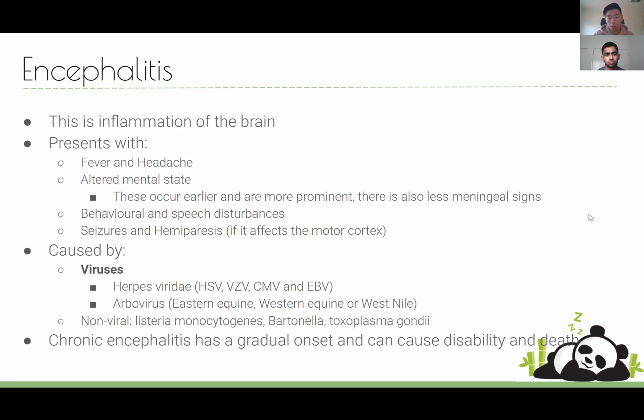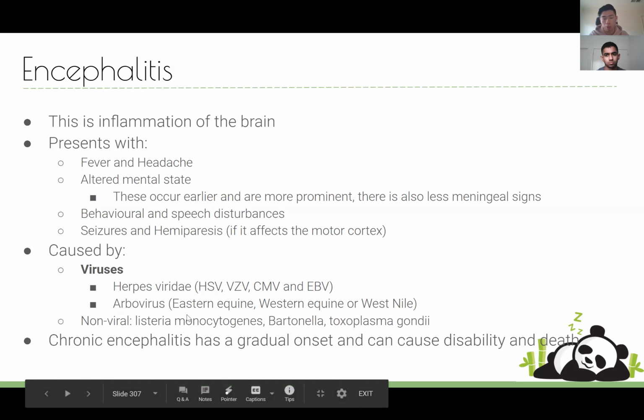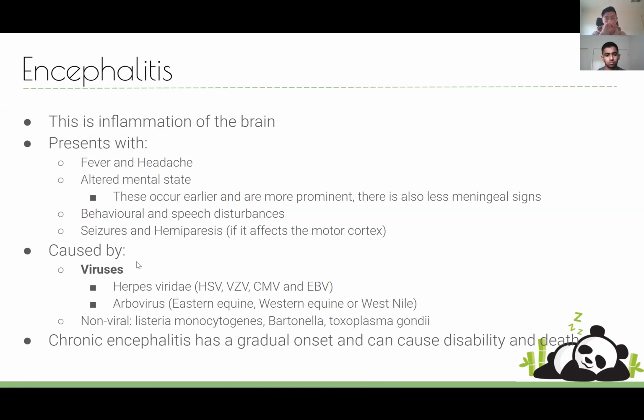And so now we're looking at encephalitis. So this is inflammation of the brain itself. Again, it has those fevers and headaches, but it doesn't really have that neck stiffness, or less so. It can still have them, but the altered mental state is a more significant clinical feature. Again, like I said earlier, it's caused predominantly by viruses. It can be caused by non-viral things, but predominantly the cause is a virus.